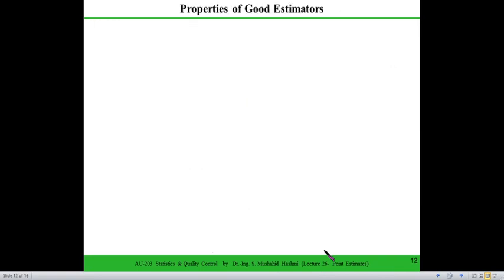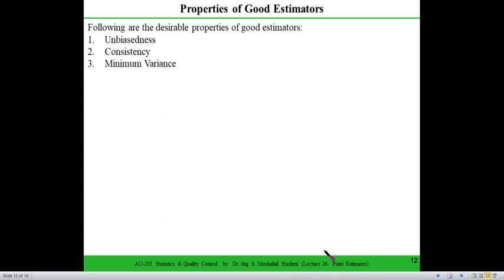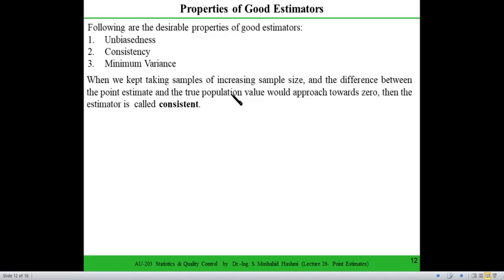Okay, so one of the properties of a good estimator is that it must be unbiased. There are three properties associated with a good estimator. The first one we have already addressed, unbiasedness. Unbiasedness means the expected value of the estimator, which always comes from a sample, would be equal to the true value of the population parameter, which always comes from the population. Once the first property is satisfied, it is a good estimator. The second property is called consistency. The third property is called minimum variance. So we look at them one by one.